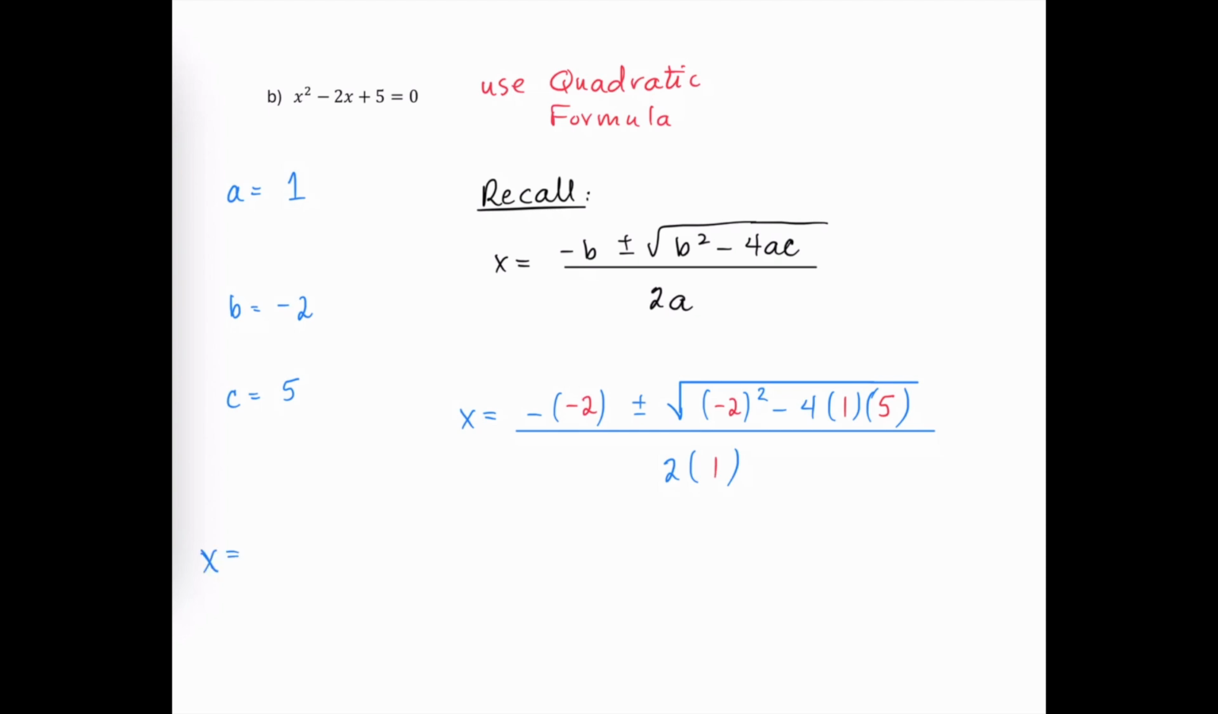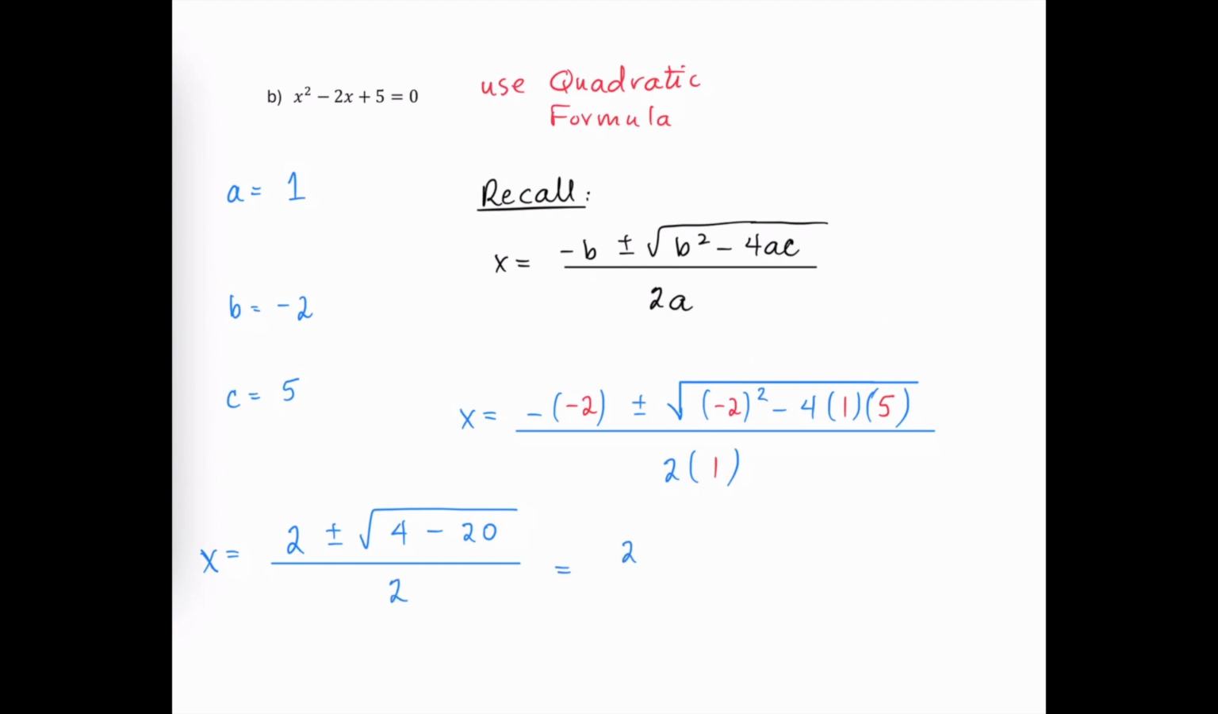Now we'll simplify this quantity and anchor that left-hand side with x is equal to. In the numerator we have positive 2 now, plus or minus the square root of negative 2 quantity squared, which is positive 4. And then we're subtracting the product of 4 times 5, so we'll be subtracting 20. And again, all of this is written over 2 times 1, which is 2.